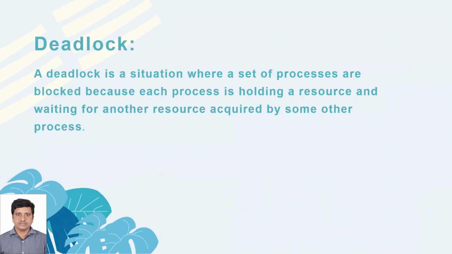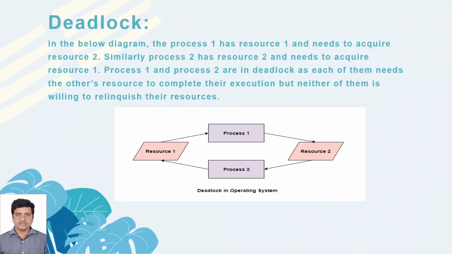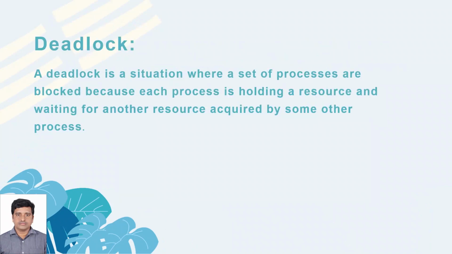So deadlock is an incomplete process. Deadlock is a situation where a set of processes are blocked because each process is holding a resource and waiting for another resource acquired by some other process, so it will not complete. It is an incomplete process. It comes under the category of system model.